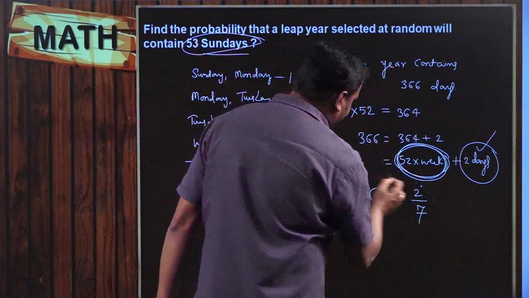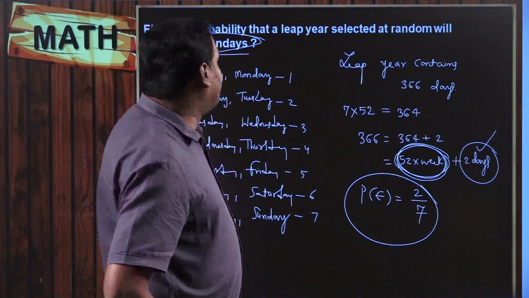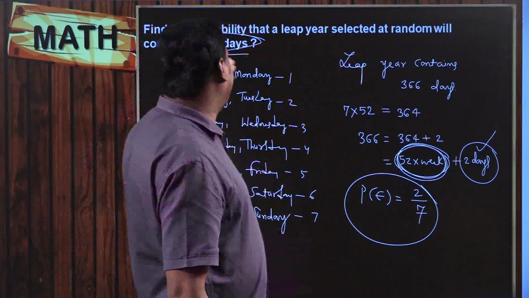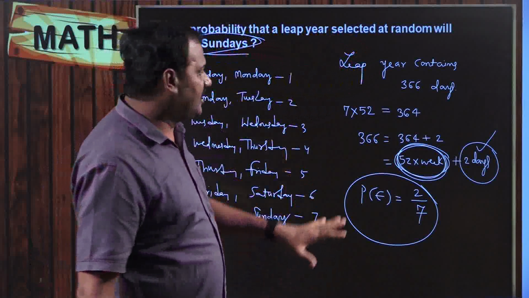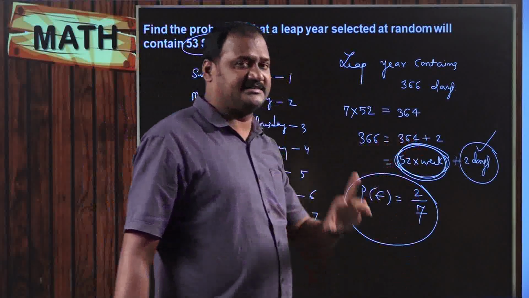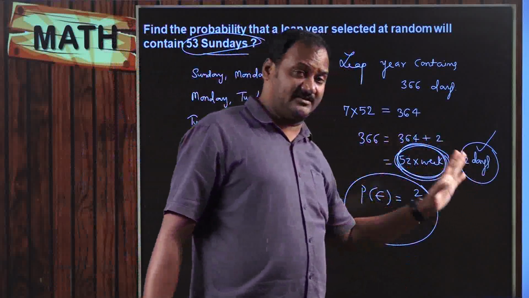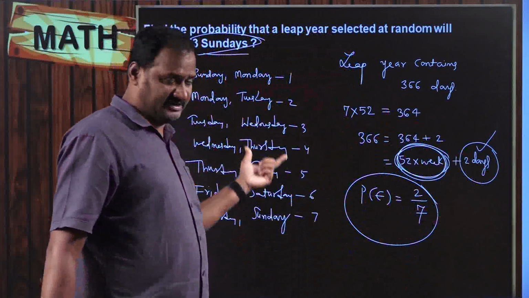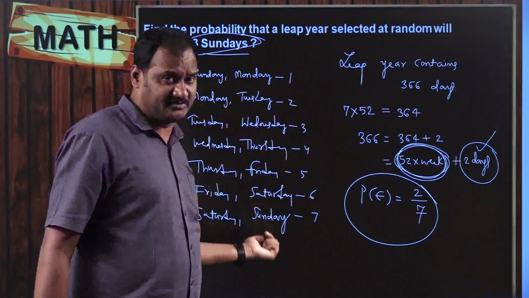So 2 divided by 7 is the probability that a leap year selected at random will have 53 Sundays. You understand? Already 52 weeks have Sunday compulsorily. So the remaining is nothing but 2 days. Those 2 days can be these possibilities. Out of how many possibilities? There are totally 7 possibilities.